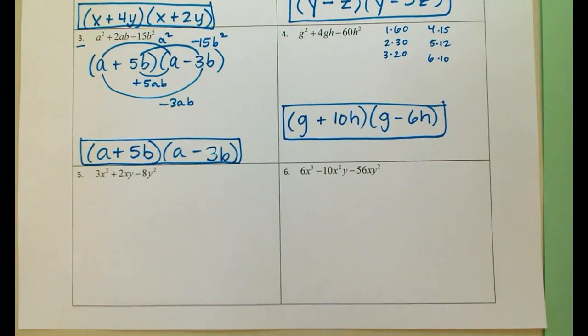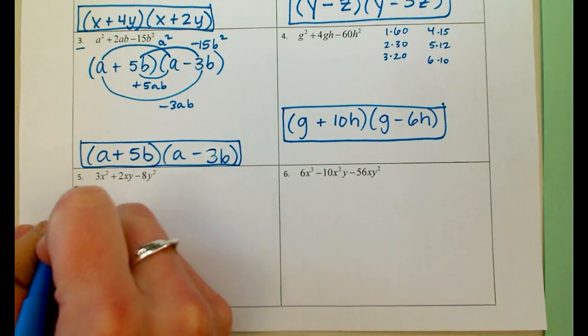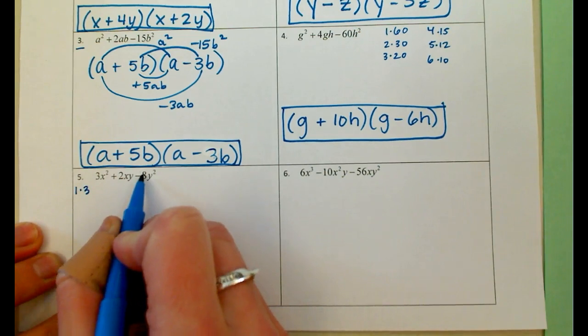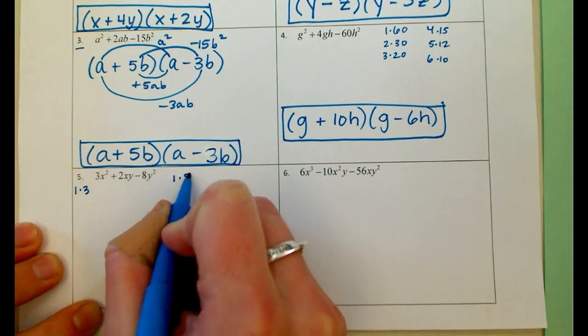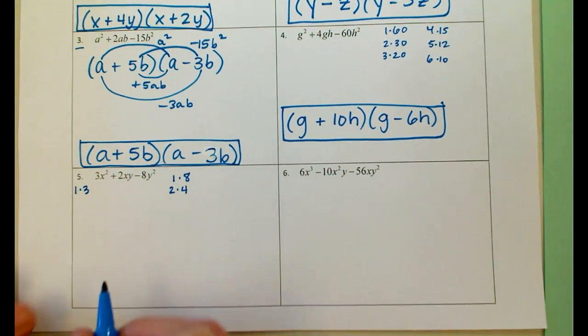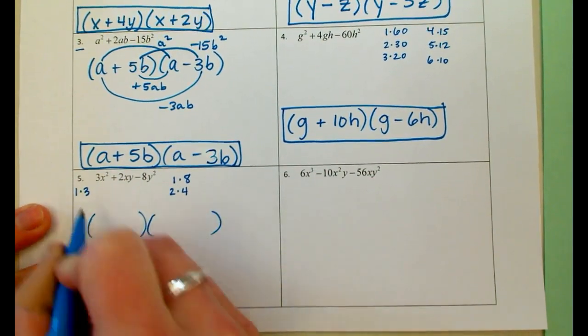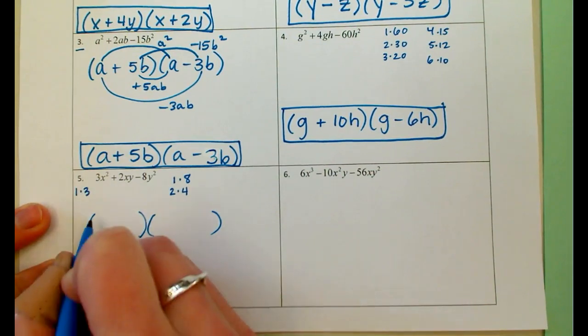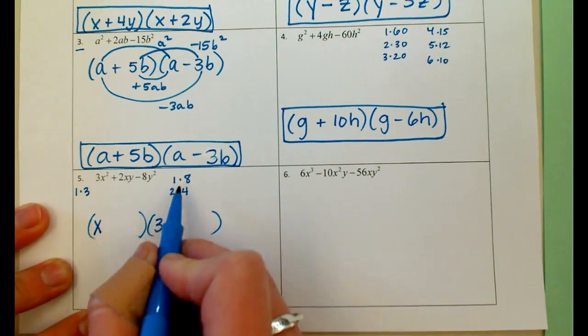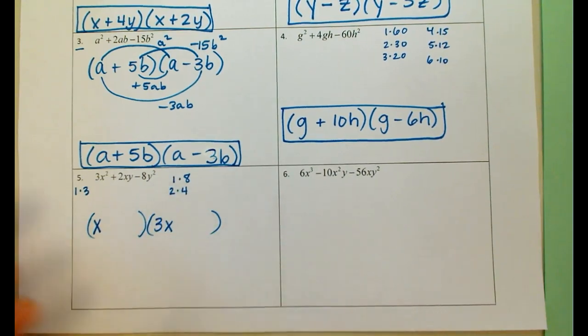Okay. Number 3, we have a few more options because now we have an a term on this that is not 1. So here we have 1 times 3 for my a option. For my c option we have 1 times 8 and 2 times 4. So I'm going to start this off with my a option being 1 and 3. I know that this has to be x and 3x. But I've got a couple more options with my c term.